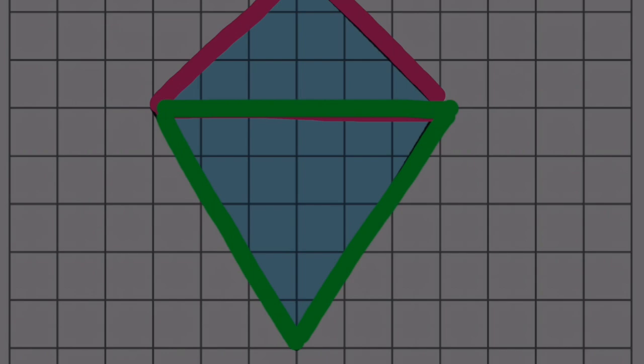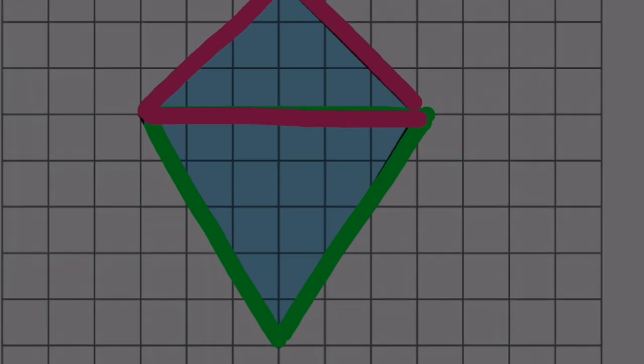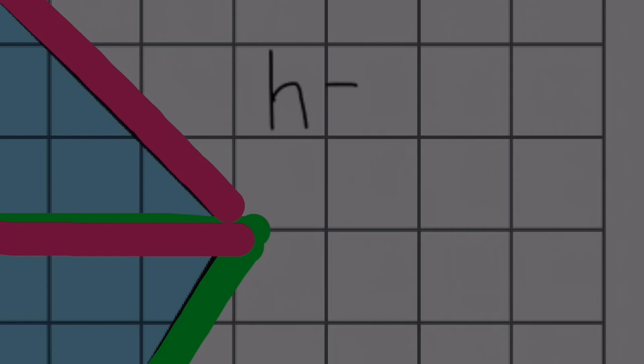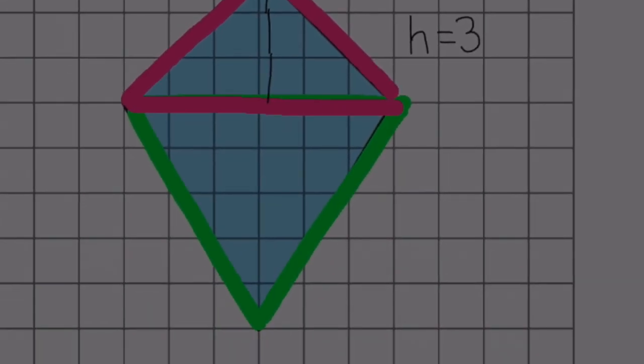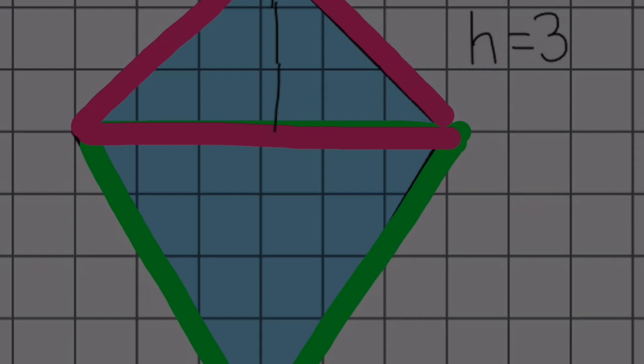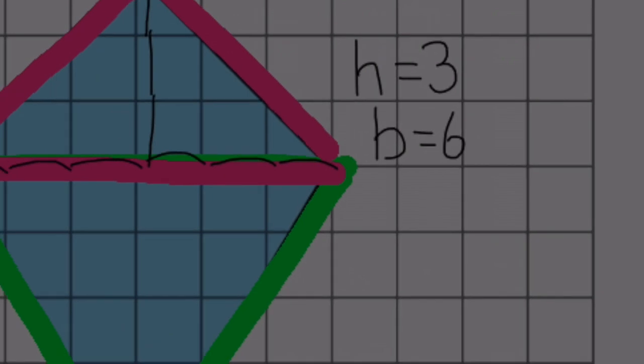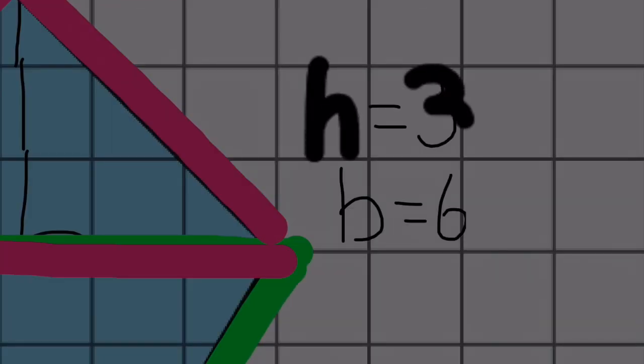So for this top triangle, the pink triangle, let's get its dimensions. Let's get its height and its width. 1, 2, 3. So the height equals 3 units. And its base stretches from here. 1, 2, 3, 4, 5, 6. So the base is 6. The height is 3, and the base is 6.